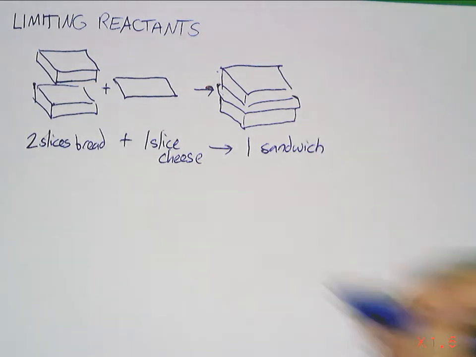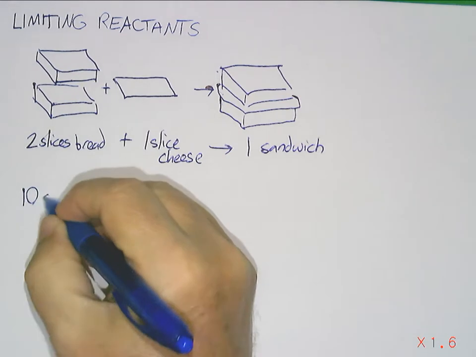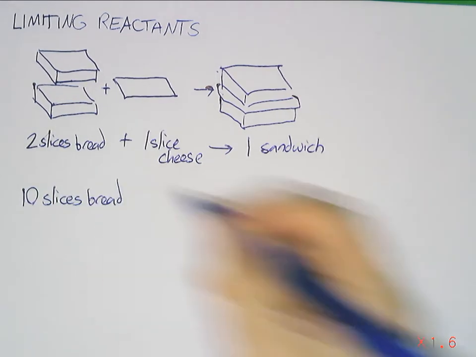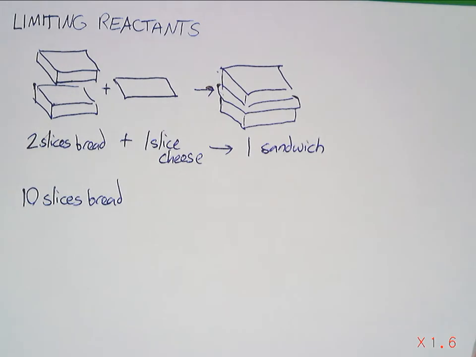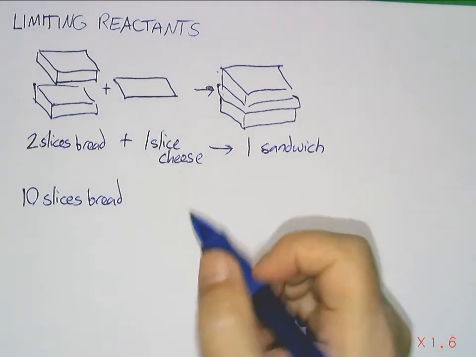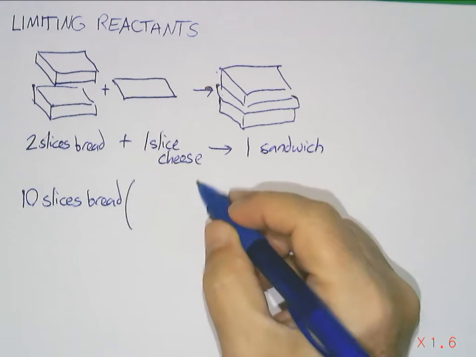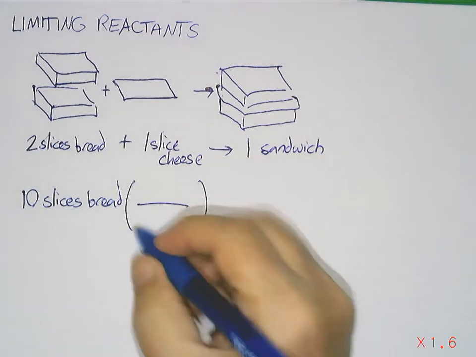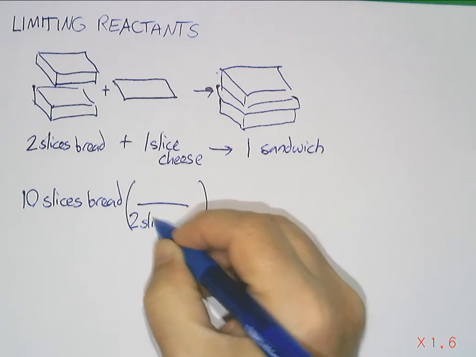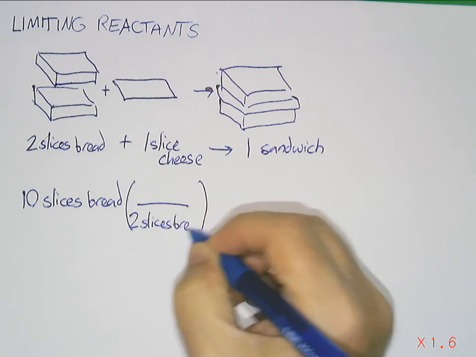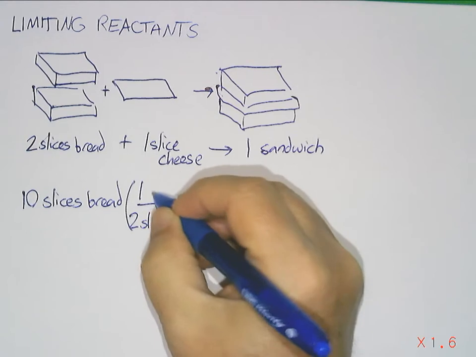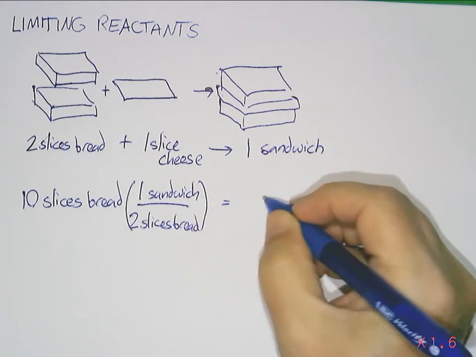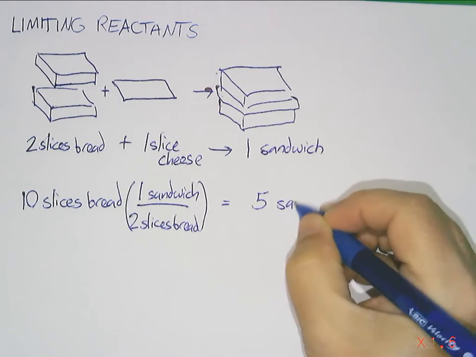But what if you have 10 slices of bread? How many sandwiches can you make? Well, if you had enough cheese, you could use the recipe like this. You know that for every 2 slices of bread, you get 1 sandwich. So you're going to get 5 sandwiches, right?